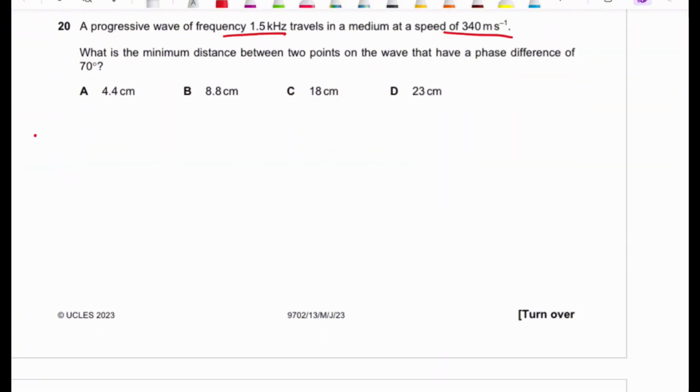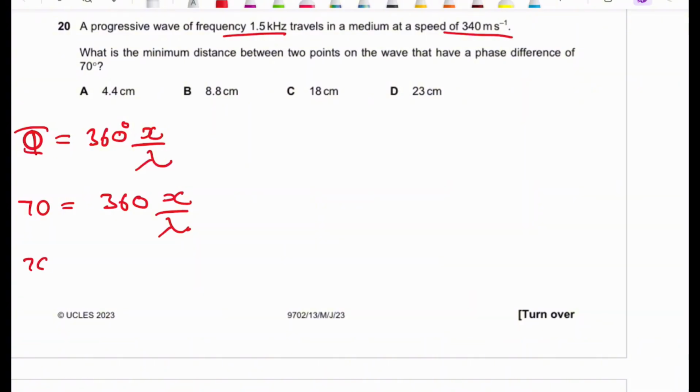Basically, we know that the phase difference, when we want to calculate it, is 360 x over lambda, right? So the phase difference, if you have 2 points, is basically the distance between those 2 points divided by the wavelength multiplied by 360 degrees. You get your phase difference. But we've been already given that the phase difference is 70, so 70 multiplied by lambda divided by 360 should be our value of x, right?